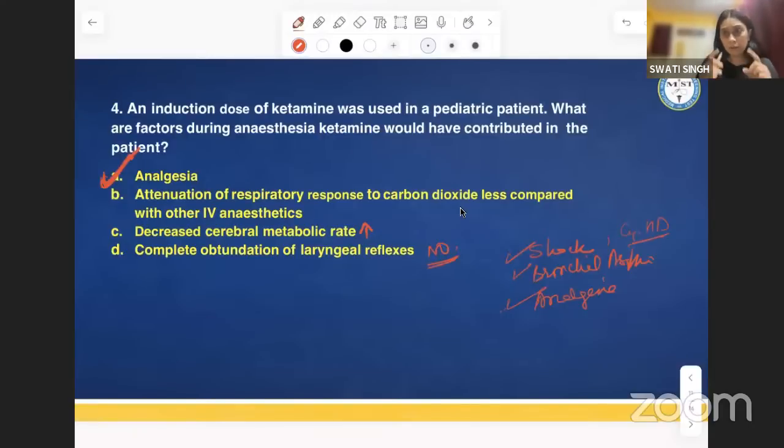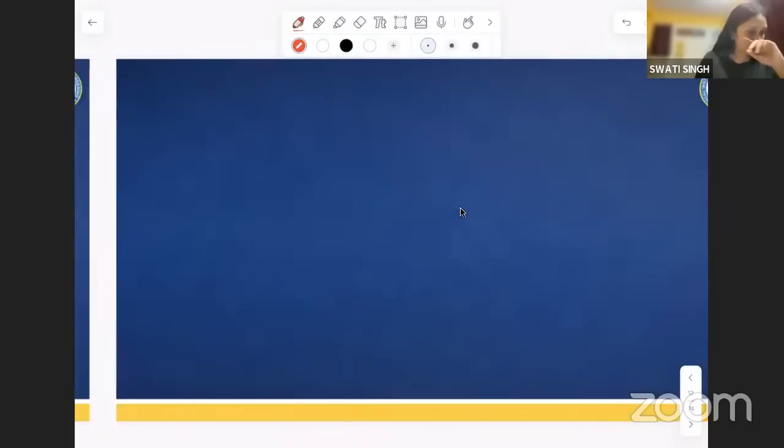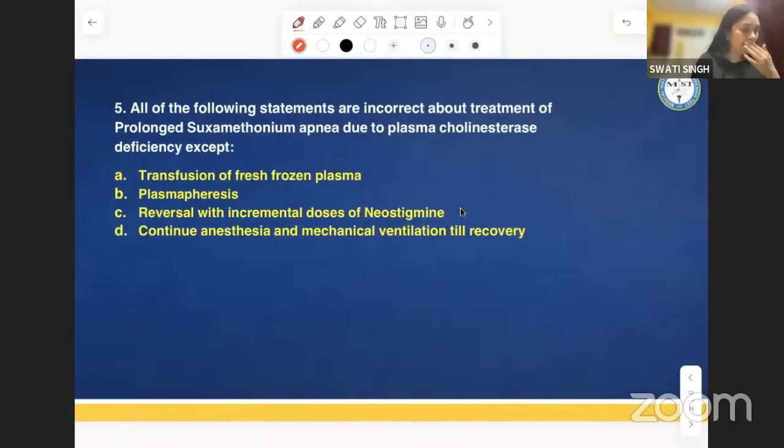And very important, according to me, if they think of asking a question on ketamine, they will ask about emergence delirium, a very known side effect of ketamine. It can cause emergence delirium. Okay? Next question.